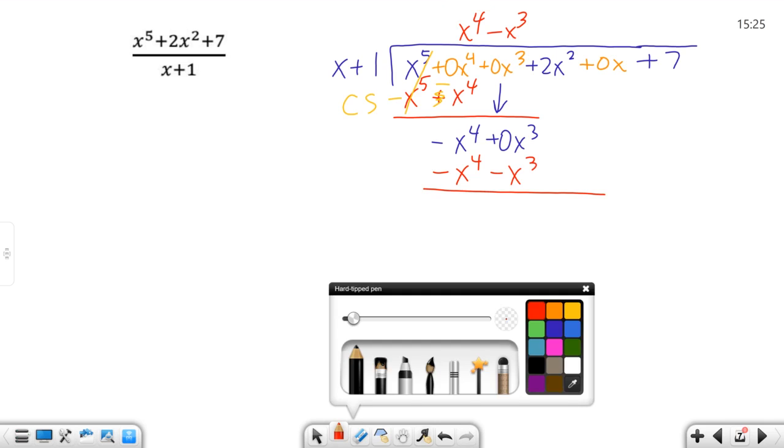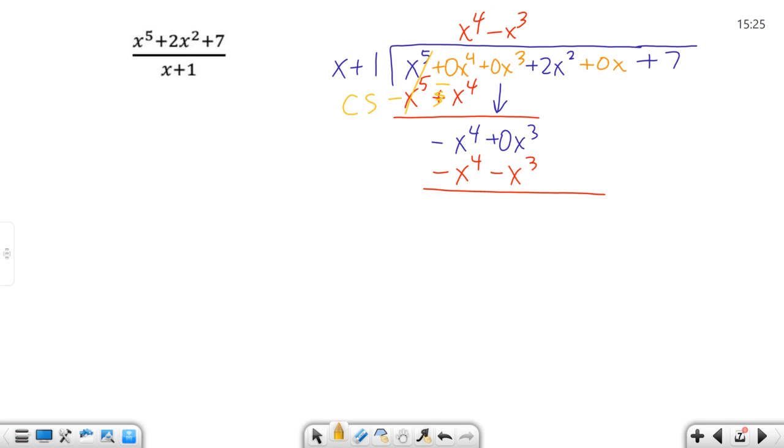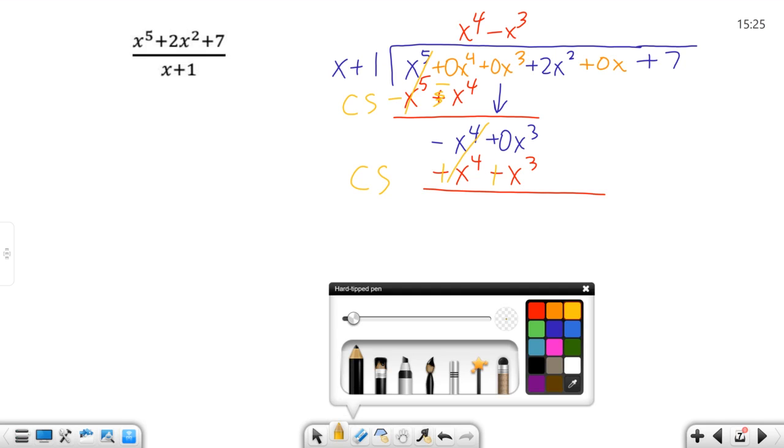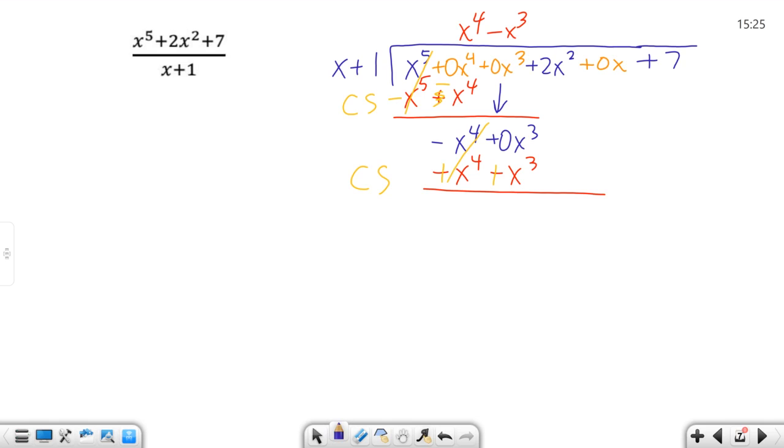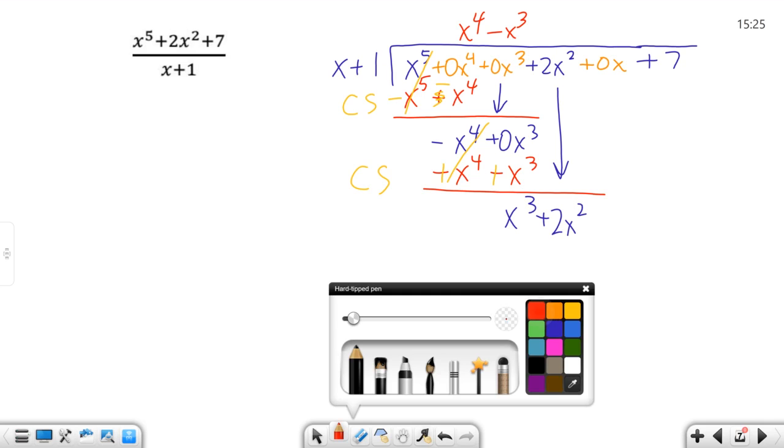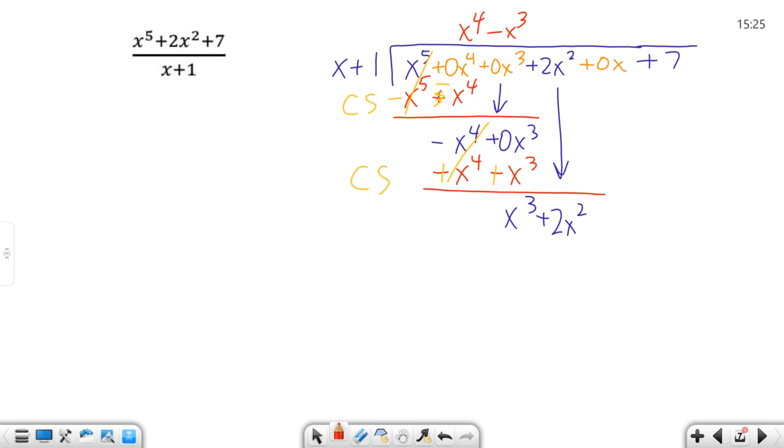And then what do I do? Change those signs. It's going to be plus and plus. That cancels out. If it doesn't, you messed up. And then I end up with 0 plus 1, which is x to the third, and bring down my what? Plus 2x squared. And I'm ready to start the process over again, right? Got several more times through the process here.